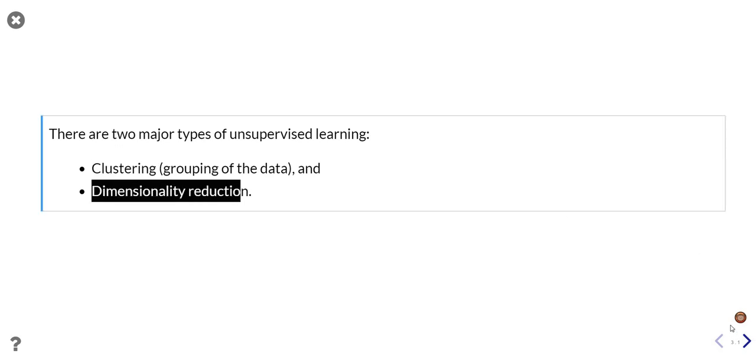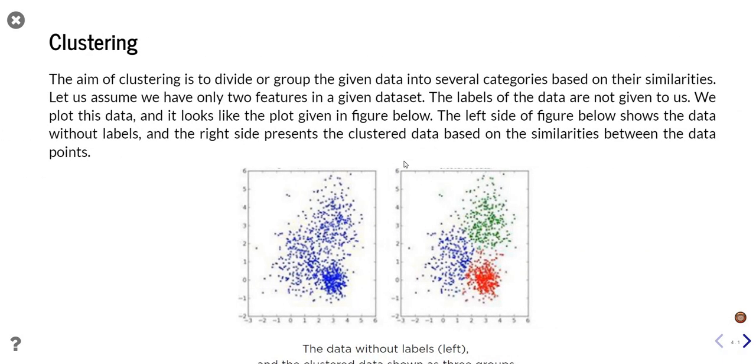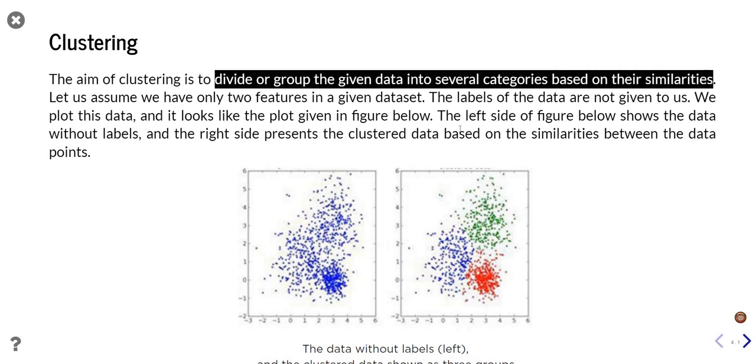So there are two major types of unsupervised learning. The first one is clustering, grouping of the data, and also dimensionality reduction. So we'll look at clustering first. For clustering, the idea is to divide or group the data into several categories based on their similarities.